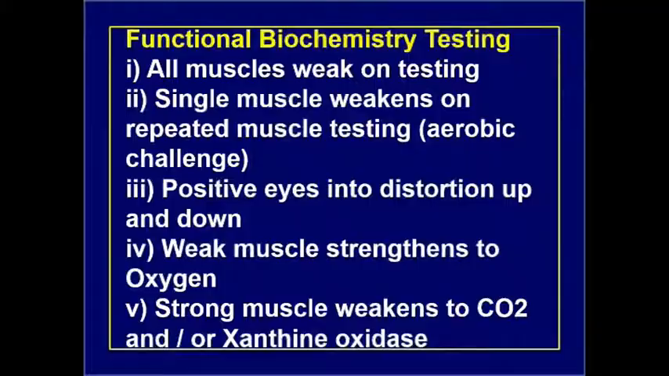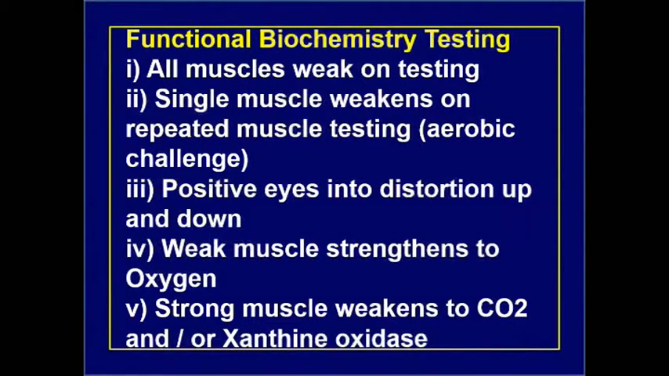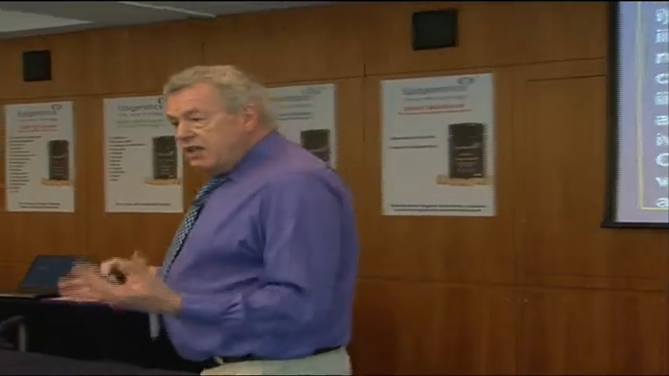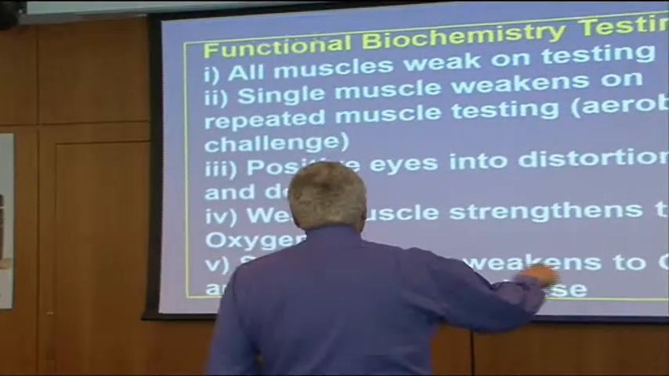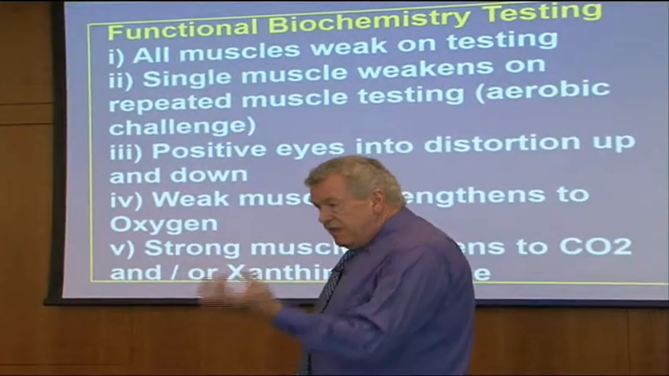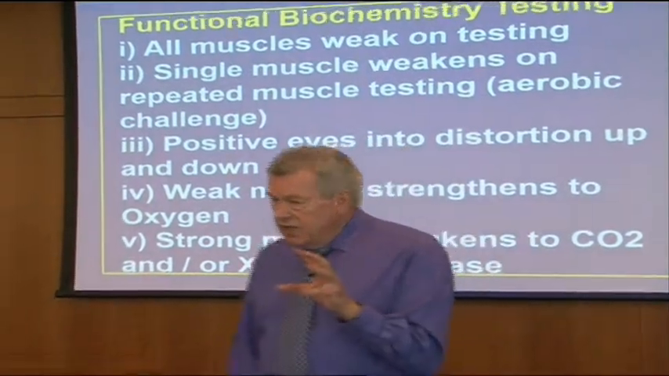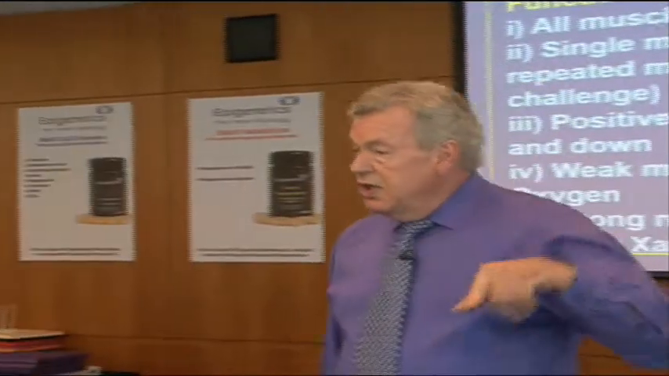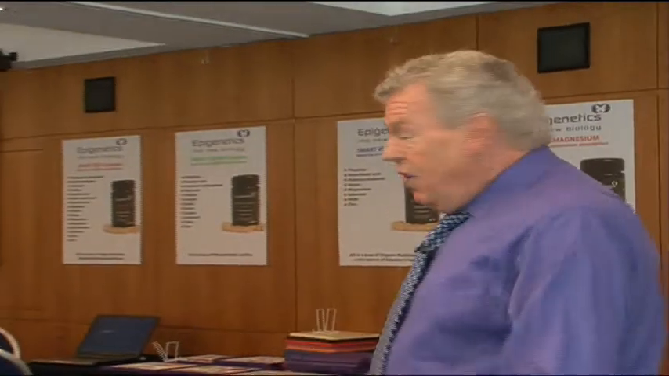Positive eyes into distortion up and down. This is an aerobic challenge, which we're doing, right? When you go up and down once a second. So it's an aerobic challenge, and this is a sign of hypoxia. A weak muscle strengthens to oxygen. So this would be the fundamental challenge, wouldn't it? Anything that's weak will strengthen to O2. That's an indication you need oxygen.